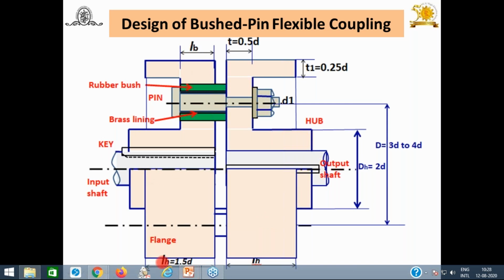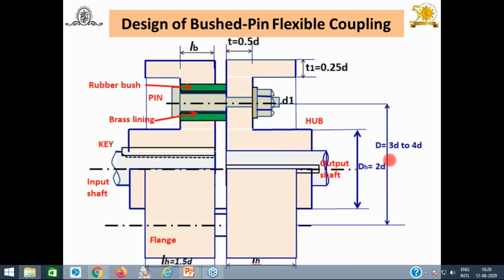Now here, look at this. This is LH, meaning length of hub, and that is equal to 1.5 times the diameter of the shaft. Small d is the diameter of the input shaft or diameter of the output shaft. Then second thing, here the hub is shown. Don't make any confusion, because in rigid flange coupling we used capital D for the diameter of the hub. Here we are going to use DH as the diameter of the hub in case of flexible coupling. Then we used D1 for the PCD of the nuts and bolts in case of rigid coupling. But in this case, we are going to use capital D.